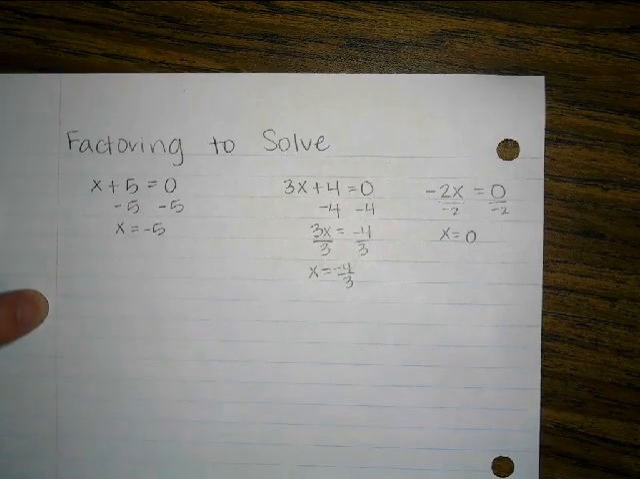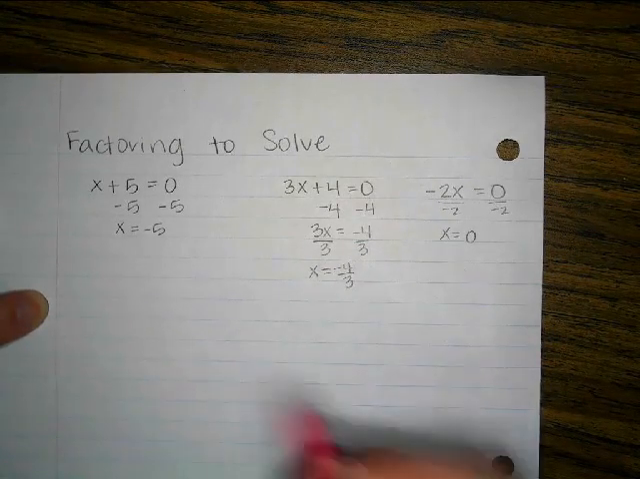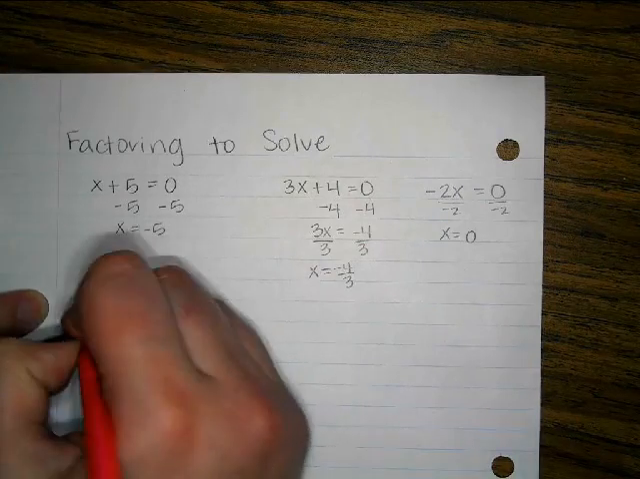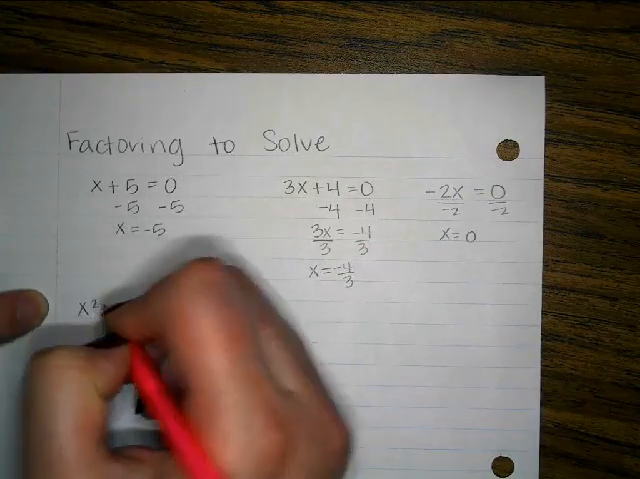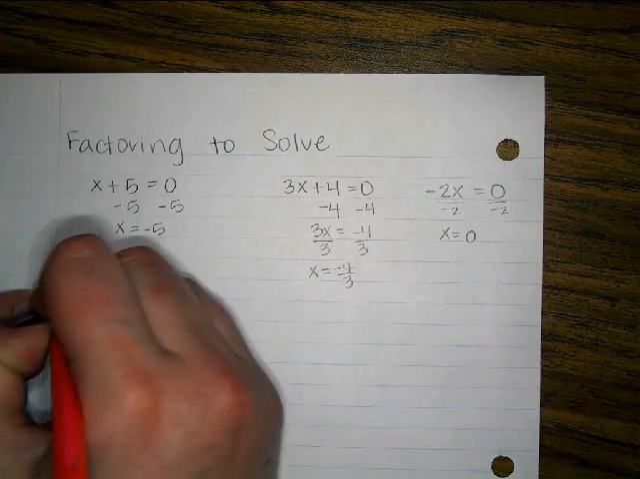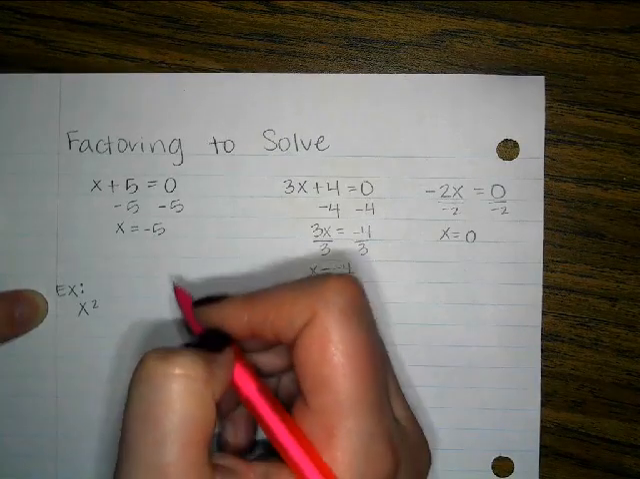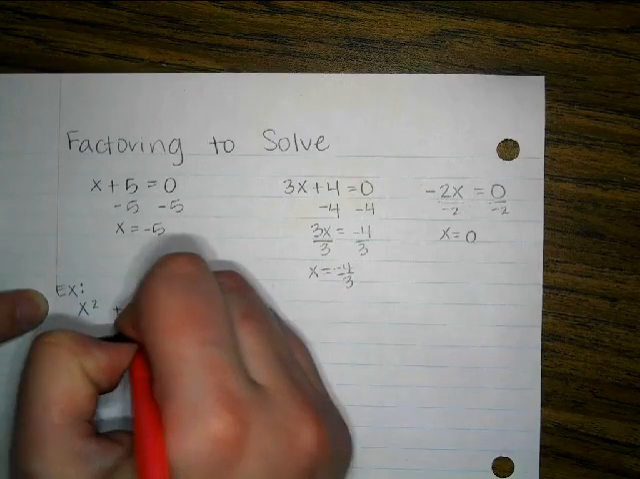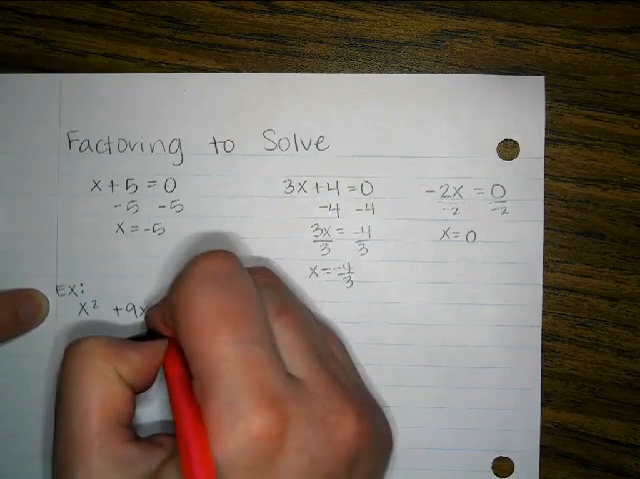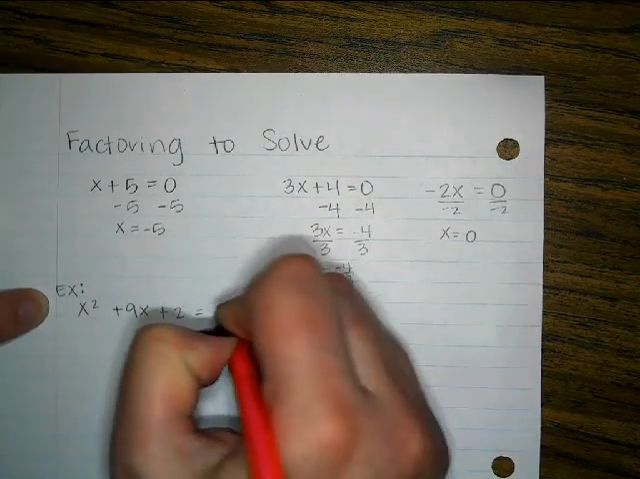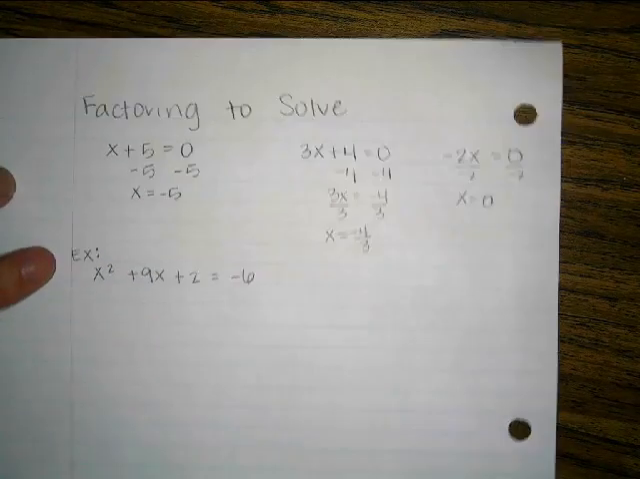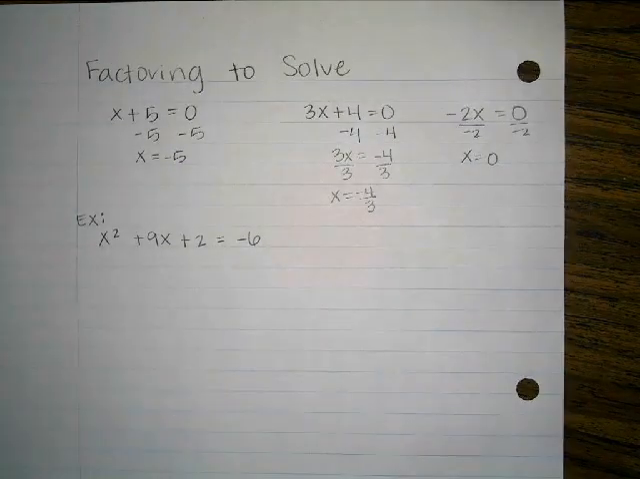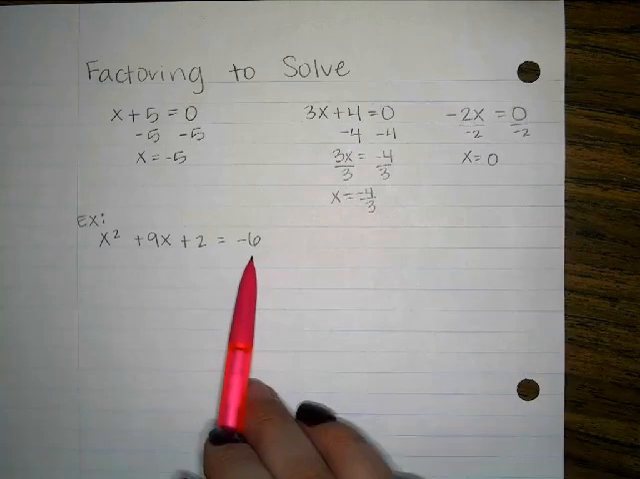So let's say we had the equation x squared. This is going to be our example problem. x squared plus 9x plus 2 equals negative 6. And you might remember this from Mr. Fulton, maybe. When you are factoring to solve or when you're doing the quadratic formula to solve, the equation is not allowed to equal negative 6. It has to equal something specific. It has to equal 0.